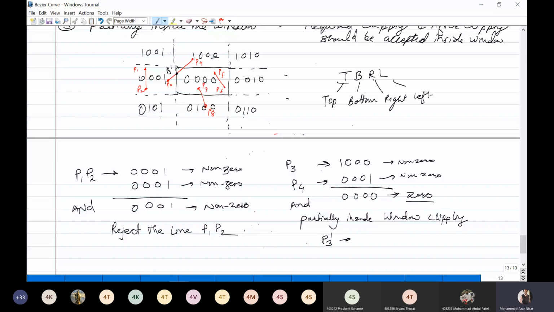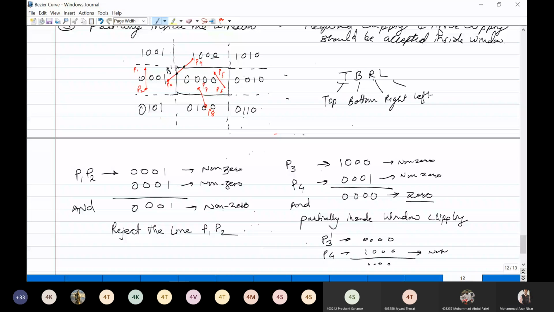Sorry, P3 and P4. Again, the answer will come 0, 0, 0 for P3 dash, and this will be 1, 0, 0, 0, and with the AND operation you are getting 0, 0, 0. Okay, but one answer is non-zero. So again, clipping is required, and again you have to use here P4 dash. Now the answer will come 0, 0, 0.